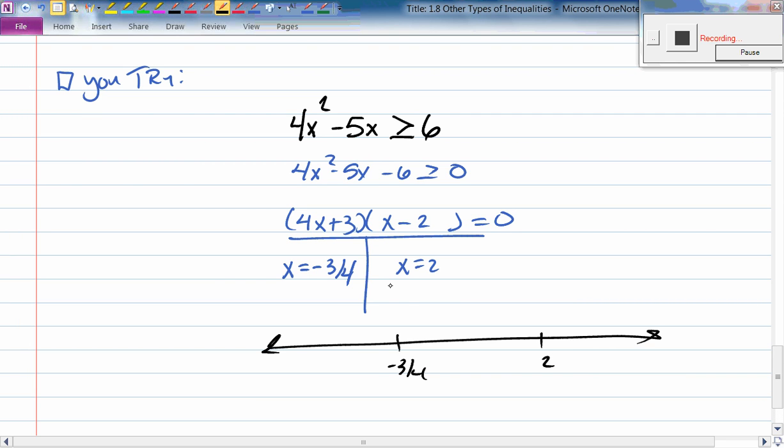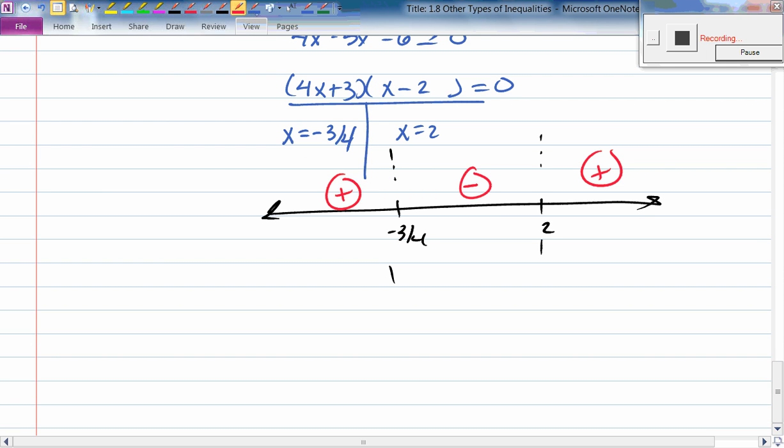Here's a 2. There's my regions. Turns out anything in this region is positive. Anything in this region is negative. Anything in this region is positive. That's what you should have come up with in your calculator. So therefore, your answer should be written something like this.